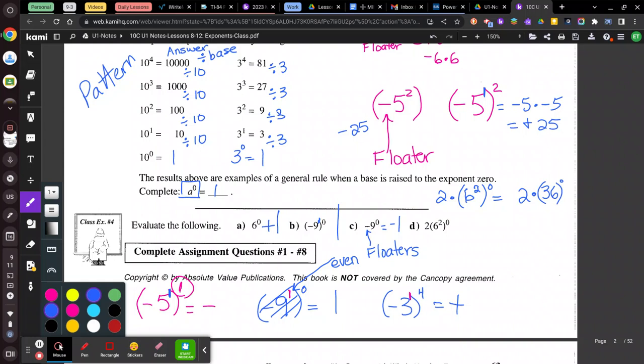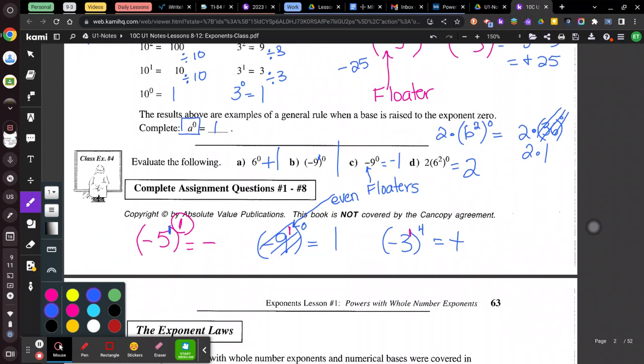Well, what's anything exponent 0 if there's no negatives? 1. So now this is going to disappear and become a 1. So we get 2 times 1, which is just 2. So this will give us an answer of just 2. Okay? Any questions with those examples? Okay, we're just reviewing our exponent laws from last year, so hopefully they're starting to ring a bell.